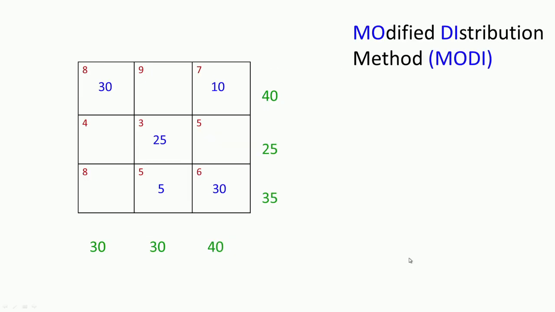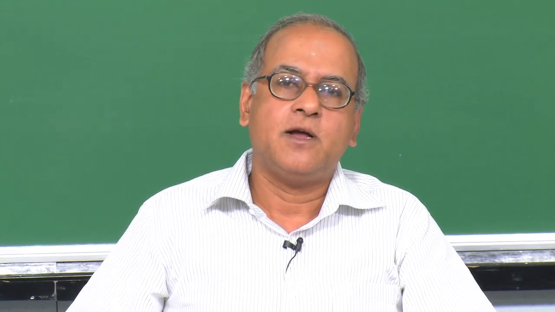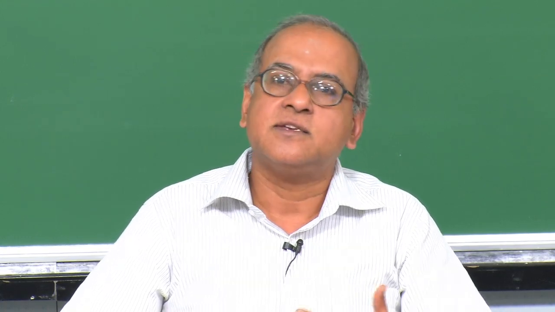We will now look at another method which we will show to get the optimum solution. This is different from the stepping stone method. This method is called the MODI method, or modified distribution method. Now this also requires a starting solution, just as the stepping stone method required a starting solution.